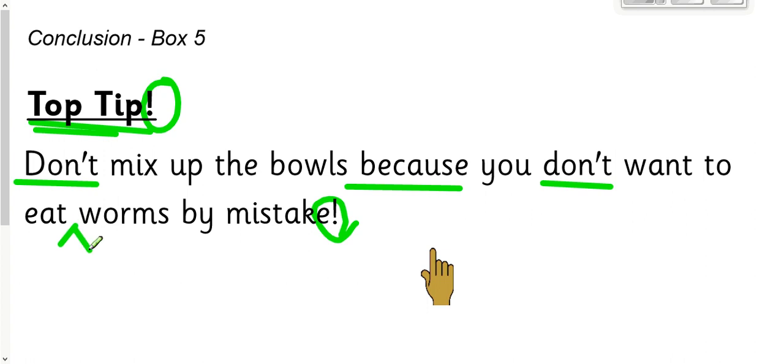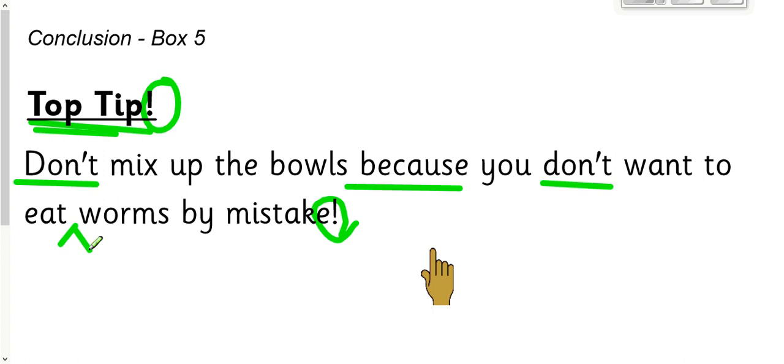Could you add something in here? What word could you use to create a noun phrase? Don't mix up the bowls because you don't want to eat slimy worms by mistake. That's how you could make this sentence even better.